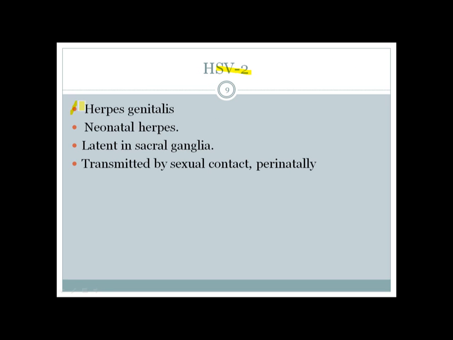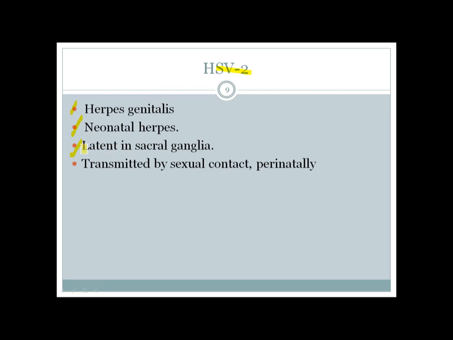So it involves the genital structure most commonly, so below the waistline. A pregnant lady can also get infected with herpes simplex virus type 2, and when the baby delivers, when it passes through the birth canal, the baby can also get the infection from his or her mother, and it can cause neonatal herpes.